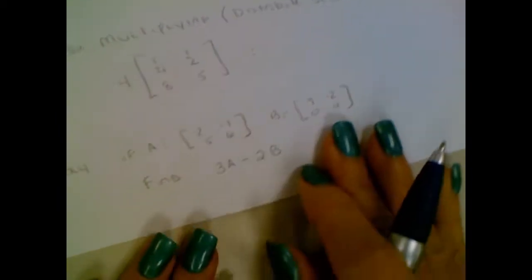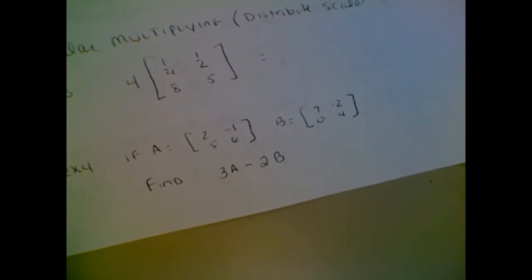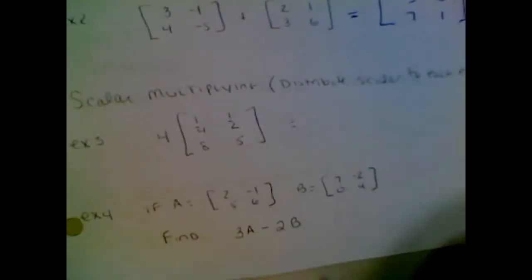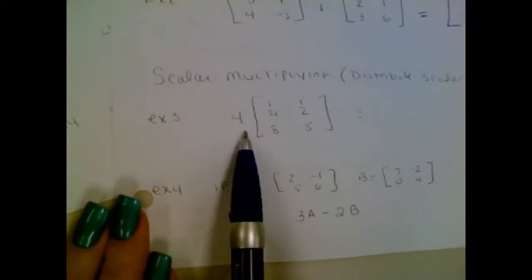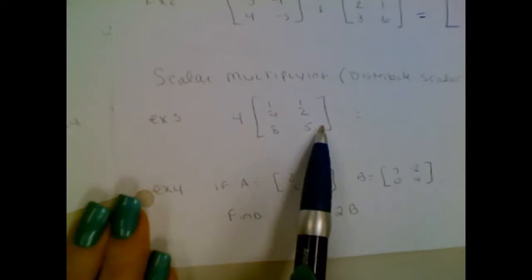Yay! All right, now we're going to multiplying. There's 2 types of multiplying. There's scalar multiplying and then multiplying a matrix by a matrix. Scalar multiplying is when they put a single number out front like this. So it's 4 times everything inside.